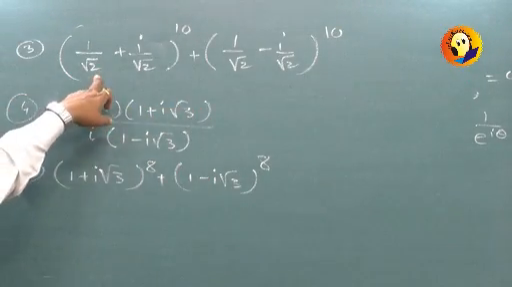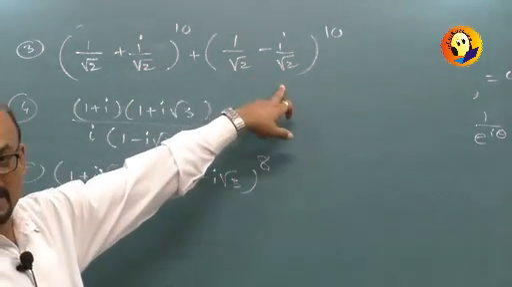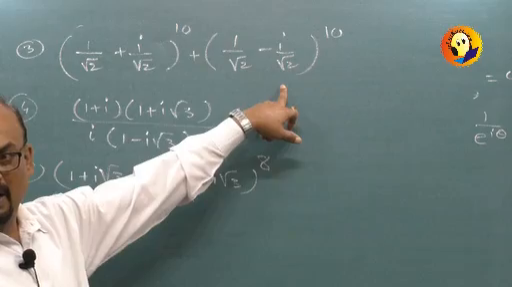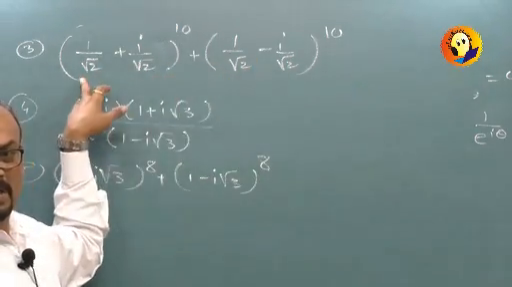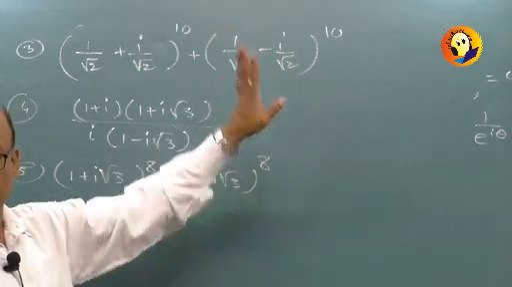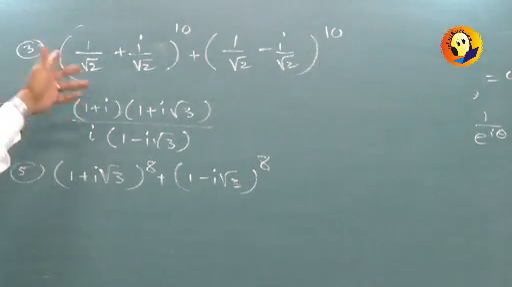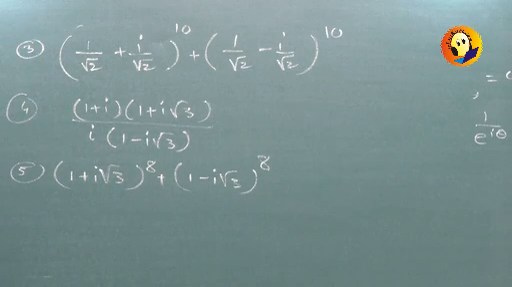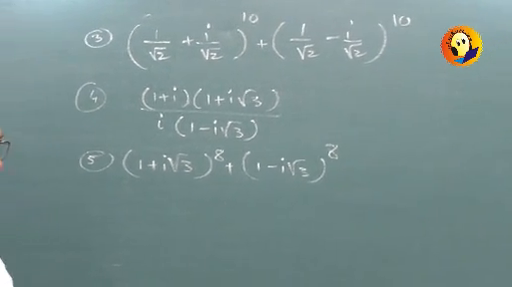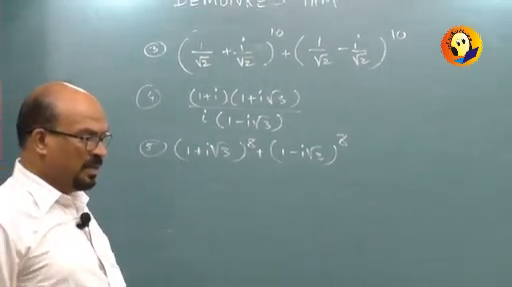In this one, of course, cos pi by 4 plus I sin pi by 4, cos pi by 4 minus I sin pi by 4, and cos terms will remain positive, sin terms will have opposite sign, and so they will cancel. So your answer is likely to be what? 2 cos of 10 pi by 4. That you need to simplify. You will have to have the angle less than 2 pi.